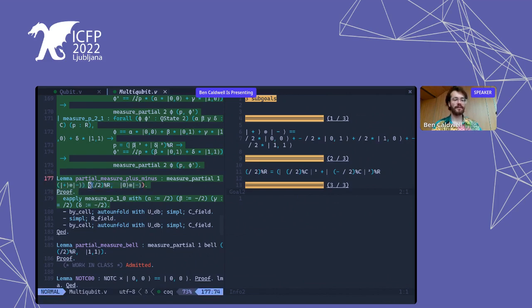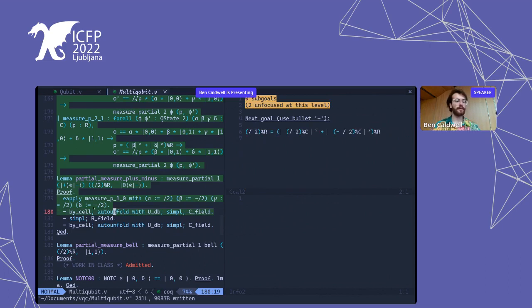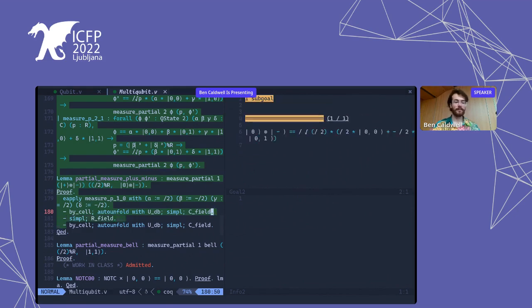And with probability this much, it'll come to this state. Right, and so we can do this by doing the same stuff we've done before, right? We're going by cell, auto-unfolding all these quantum matrix operations, simplifying it and taking a look at the field over the final equations that we get.